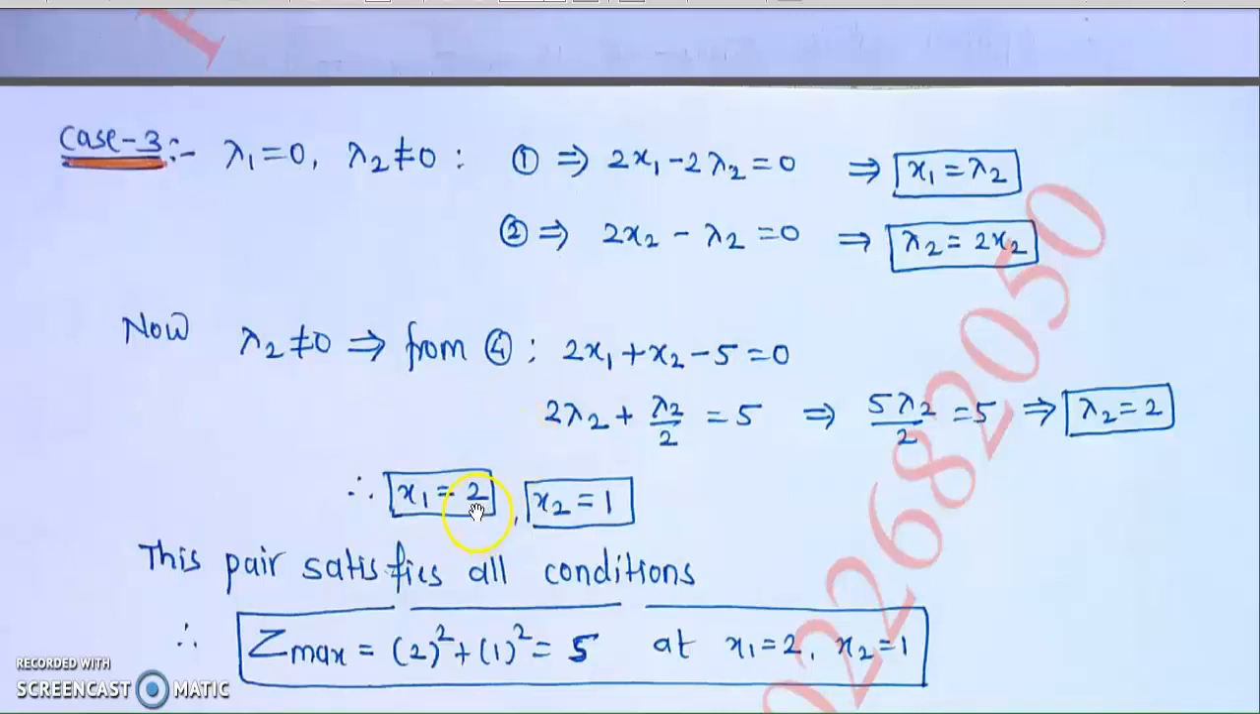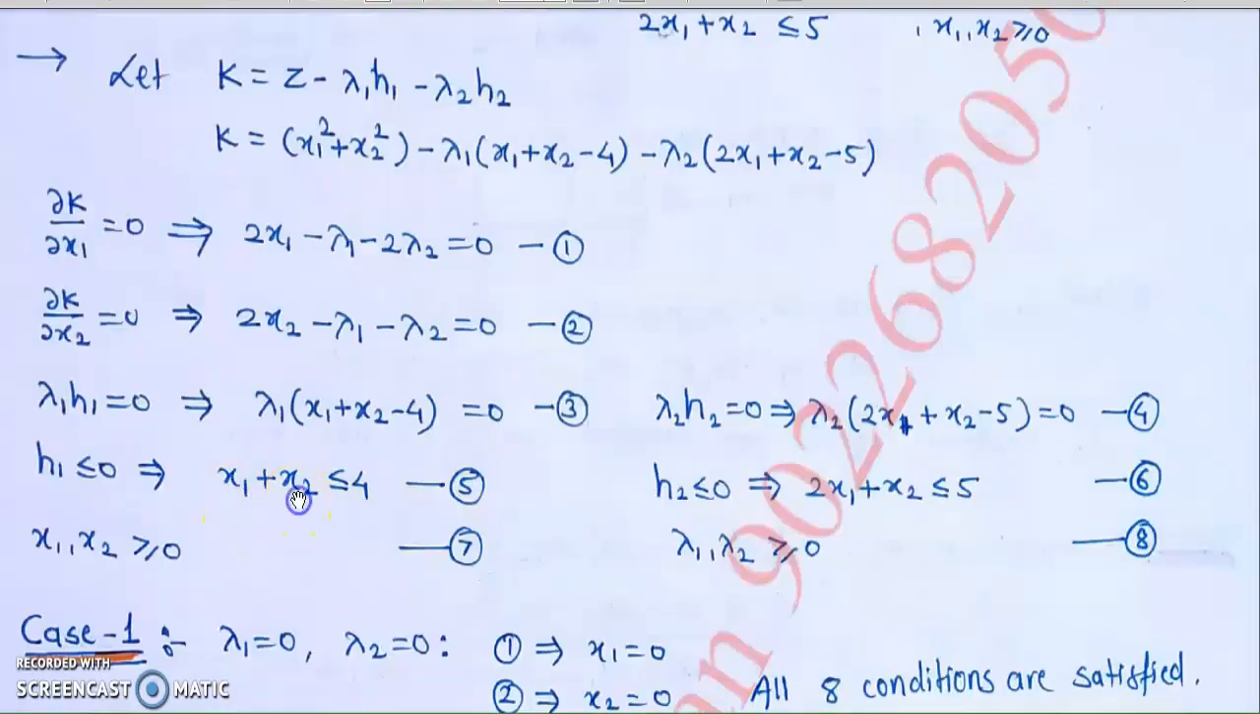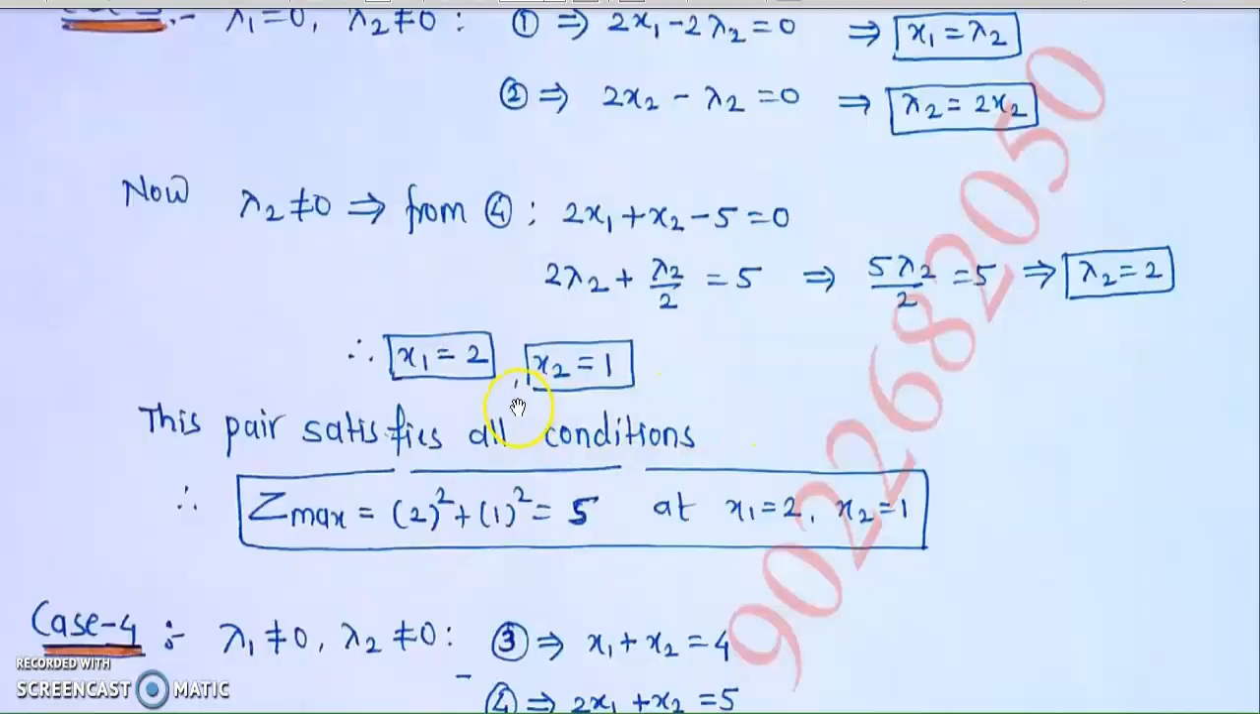Okay, and if we update these values, x1 as 2 and x2 as 1, in the 5th and 6th condition, we have 2 plus 1 is 3, that is less than or equal to 4. So the 5th condition is satisfied, and updating x1 as 2, it is 4 plus x2 is 1, that's why 5, and 5 is less than or equal to 5, so the 6th condition is also satisfied. Therefore this pair satisfies all the conditions, so we find the corresponding z max at these values of x1 and x2, and we get it as 5.